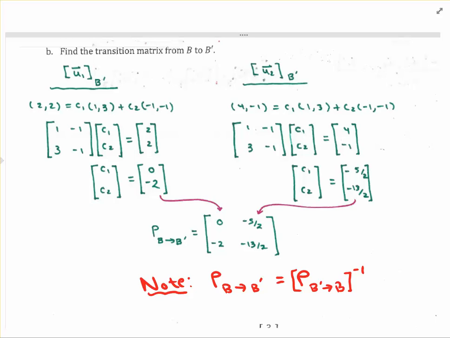Now, you'll notice that I added an important note at the bottom of this solution. It turns out that if you find the inverse of one of these matrices, it gives you the other transition matrix. So in particular, if we were to take the inverse of the matrix that we found in part A, the transition matrix from B prime to B, we would get the same answer as what we're seeing up here. So kind of a neat little fact that can be handy from time to time.